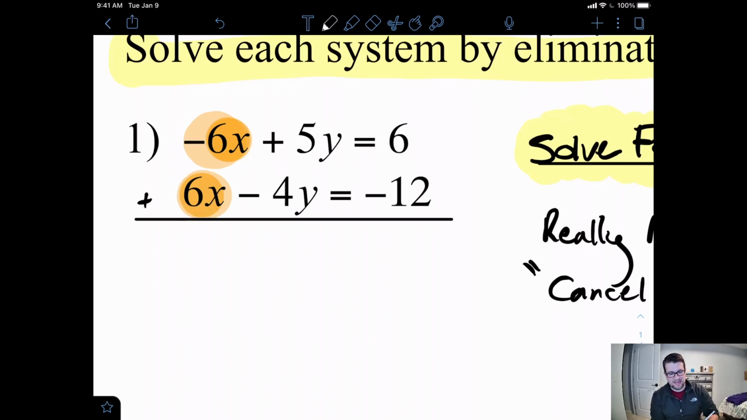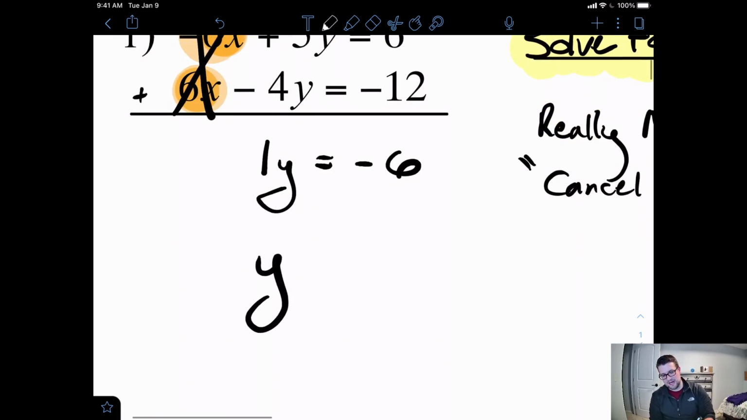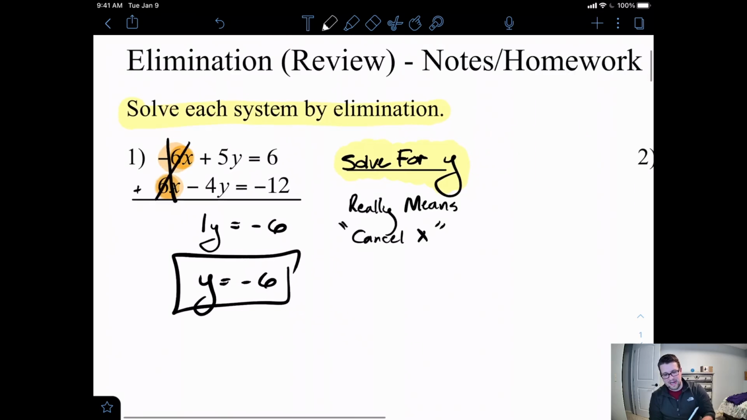Negative 6x plus 6x cancels out, so we don't have any left. And then if I have 5y and I take away 4y, that would leave me with just 1y. Now 6 take away 12, or 6 plus a negative 12 would give me a negative 6. So in this situation, I find out that y equals negative 6, and I have solved for y just like I wanted to.